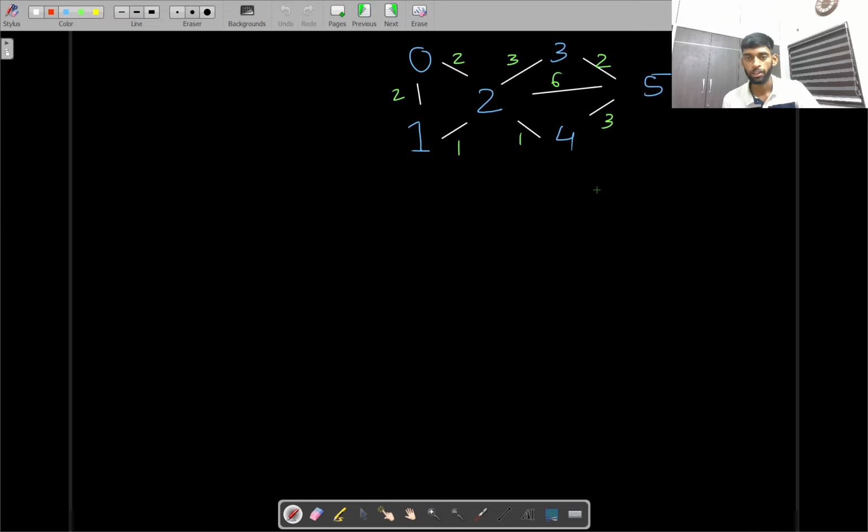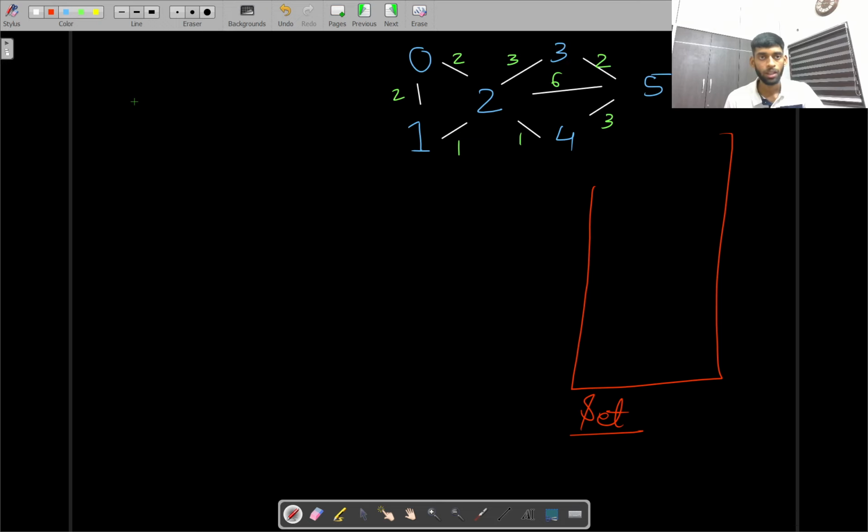Now, as I told you, we'll be using a set data structure, and as we are supposed to find the distance from the source to all the nodes, at the end of the problem we have to return that particular array which denotes the distance from the source node to that particular node or all the nodes of the graph.